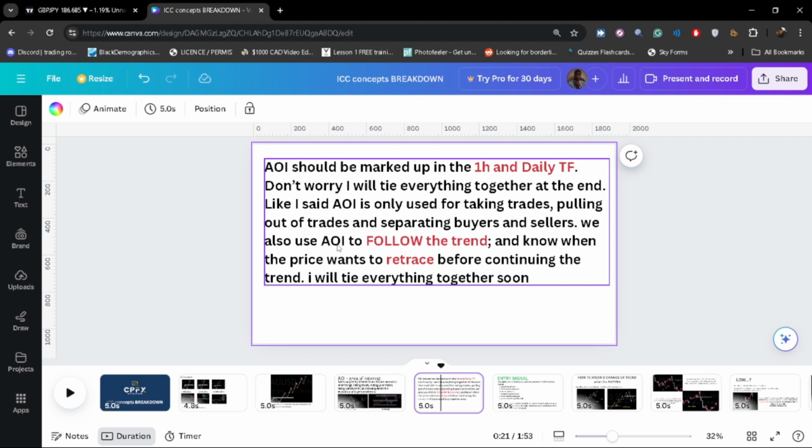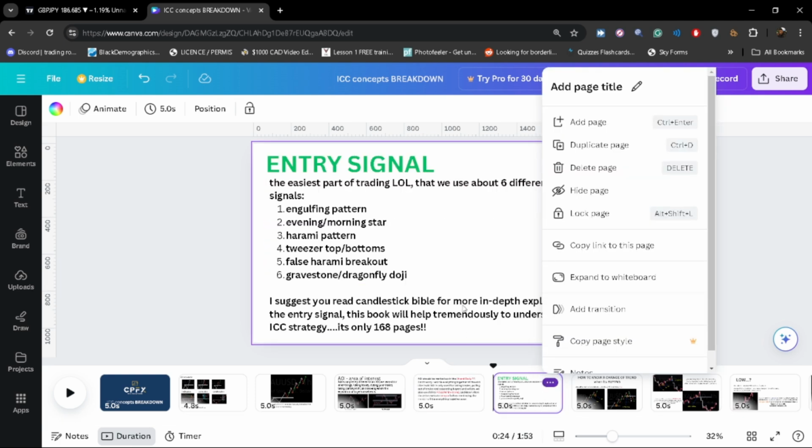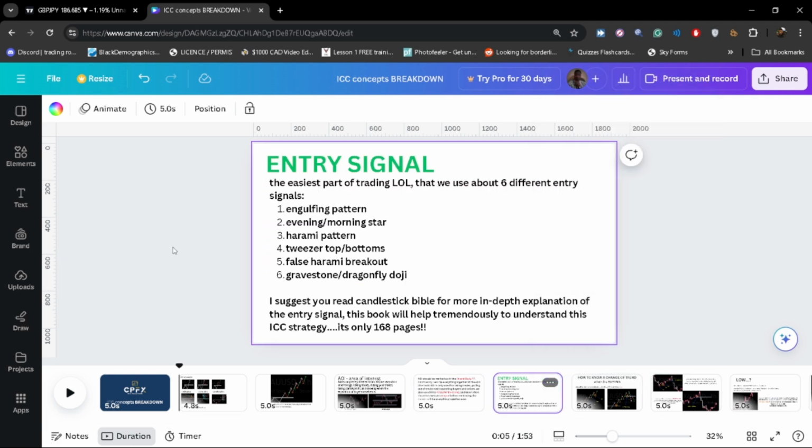We can basically use the area of interest to follow the trend and know when price wants to retrace before continuing the trend. So basically guys, I'll tie everything together, but the next step really is going to be the entry signal. When it comes to entry signals, it's really the easiest part. I really use only 6 entry signals: engulfing pattern, harami, tweezers, false harami, and then gravestone dojis.